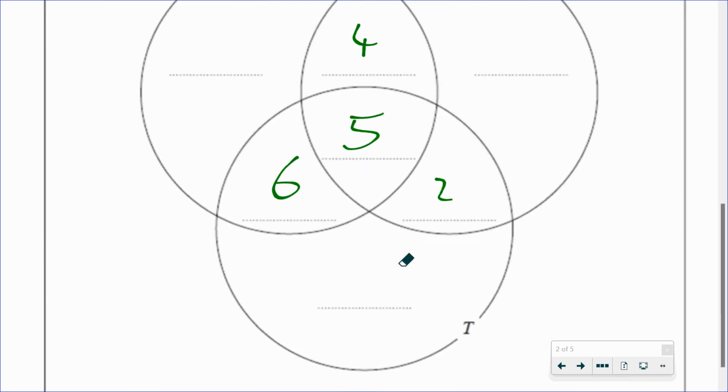So 16 students have a tablet. So this full circle must add up to 16, but you can see that between all of these things that I've got here, I've got 6, 5, and 2. So I've already got 13. But if there's 16 in total, that means I must have 3 more.